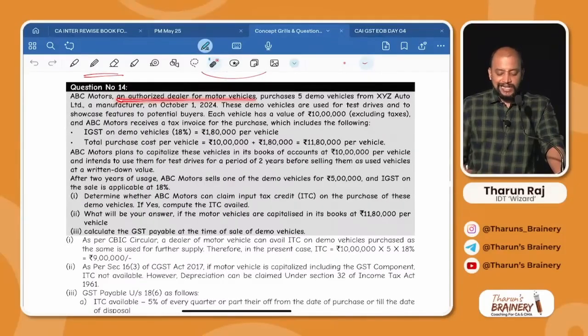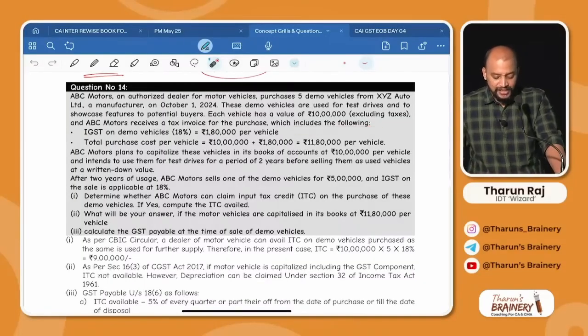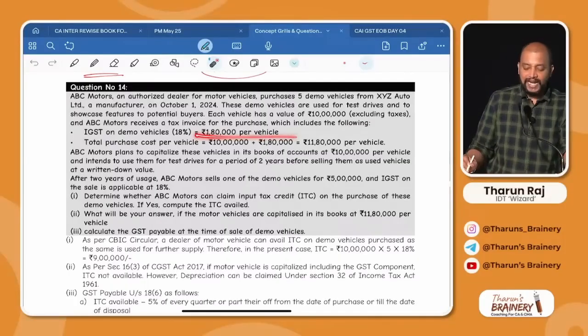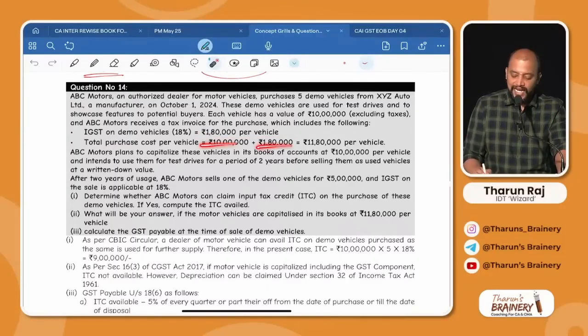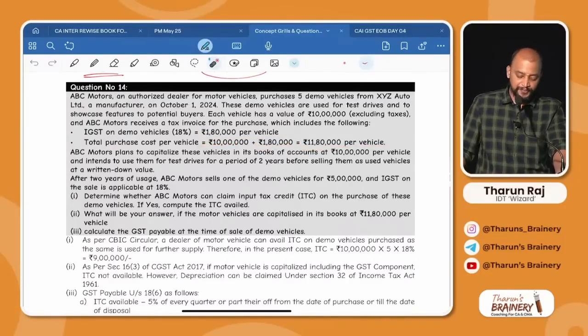ABC Motors, an authorized dealer for motor vehicles, purchases 5 demo vehicles from XYZ Auto Limited, a manufacturer, on October 1, 2024. These demo vehicles are used for test drives and to showcase features to potential buyers. Each vehicle has a value of 10 lakhs excluding taxes, and ABC Motors receives a tax invoice for the purchase, which includes the following: IGST on demo vehicles 18%, that is 1,80,000 per vehicle. Total purchase cost per vehicle 10 lakhs plus 1,80,000, 11,80,000 per vehicle.